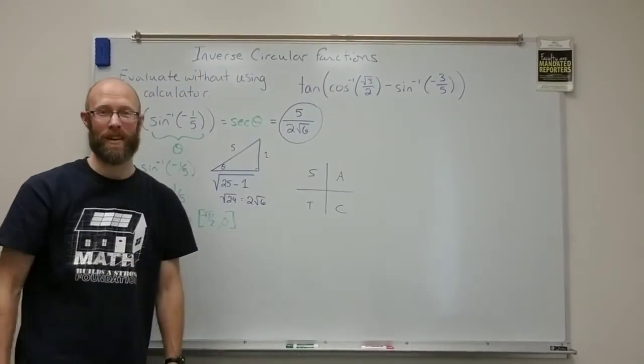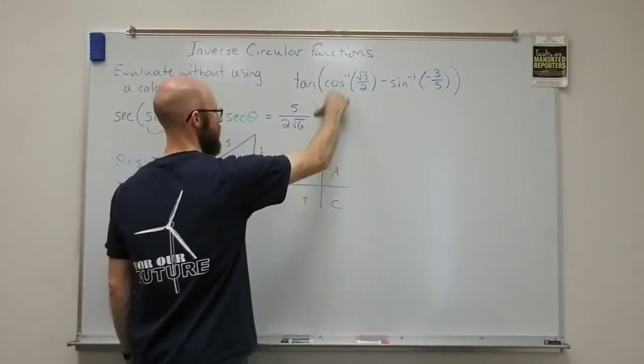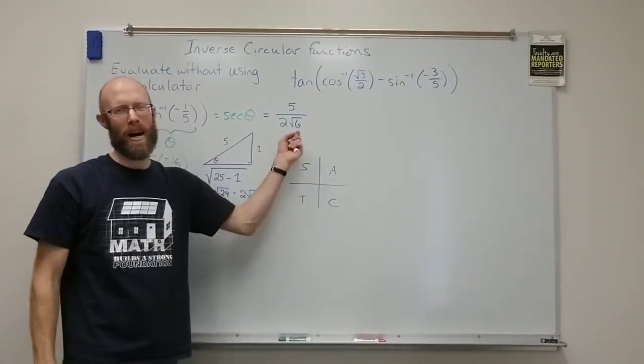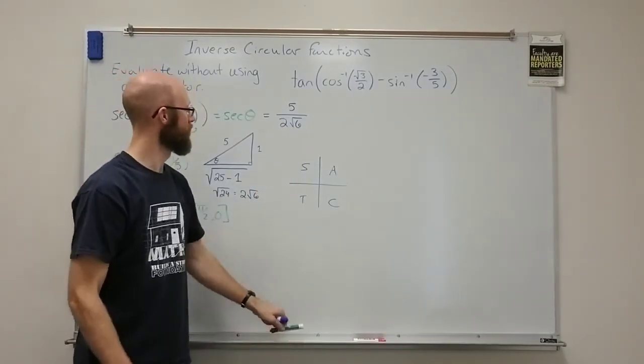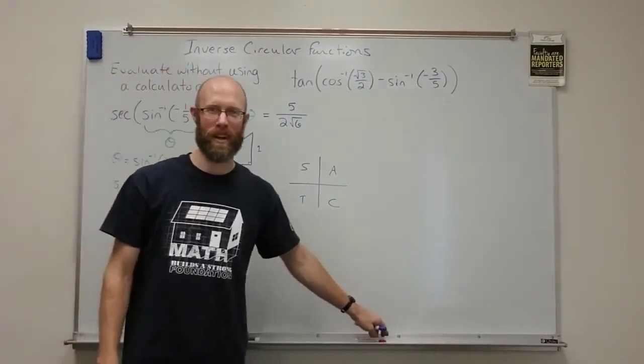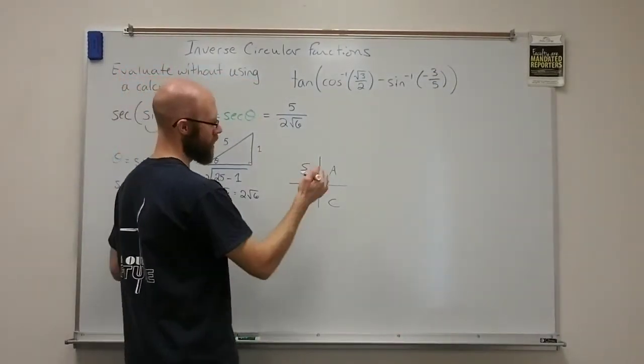But I'm not done yet. What am I thinking? Why am I not done? We've got a root on the bottom. We can't have that. That's like an automatic point deduction right there. So we have to rationalize that denominator.